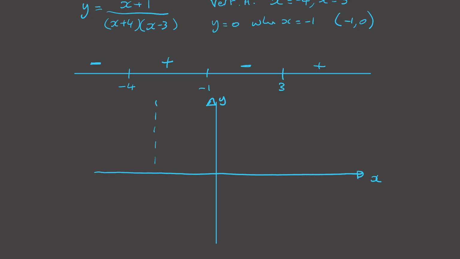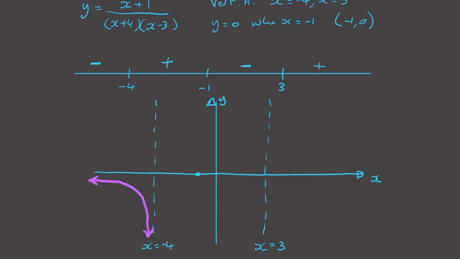So we've got x equals negative 4 here. We've got x equals 3 just here. And then here at negative 1, we have an intercept. So if we think about it, the only thing that can really happen in here is that. It's got to be negative, so it's going to be below the x-axis in the bottom part of the graph.